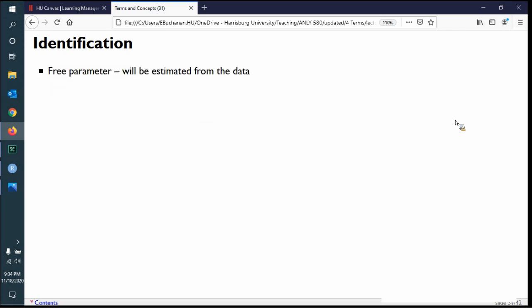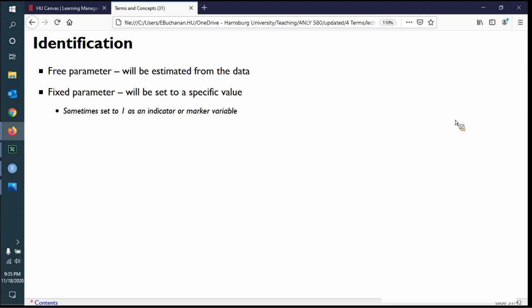So let's get into degrees of freedom here. A free parameter is something that will be estimated from the data. It's a little confusing because you think it's free, so it's sort of free to do whatever it wants, is the way I think about this. It's a parameter that I will estimate from the data. A fixed parameter is something that's set to a specific value. So free parameters count against me, fixed parameters don't.